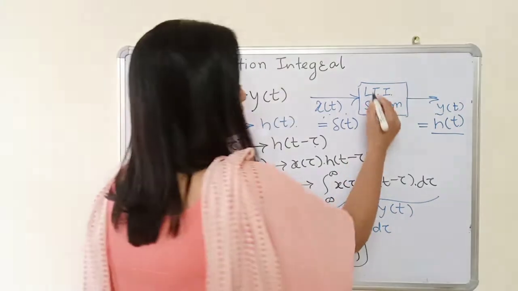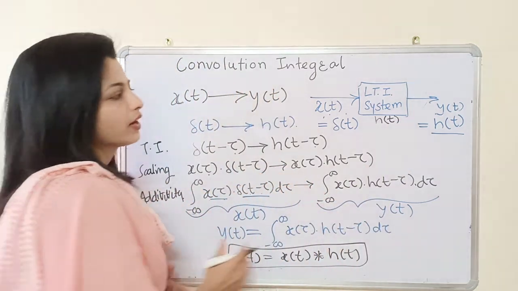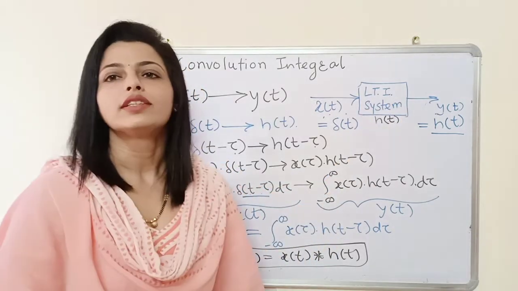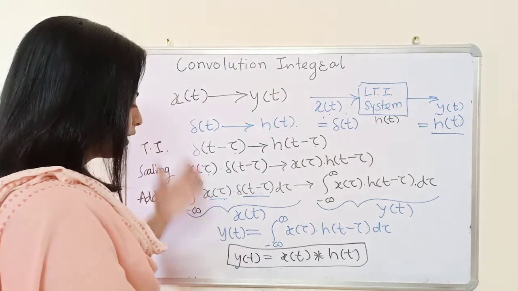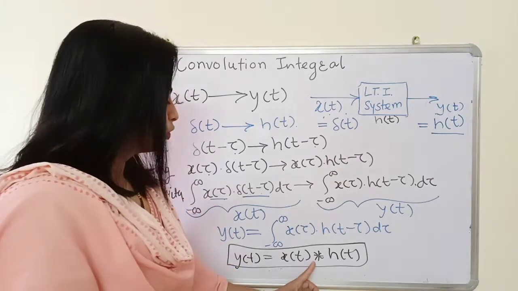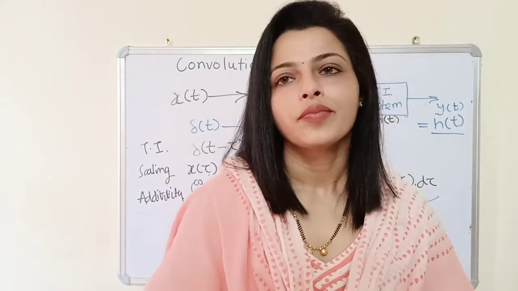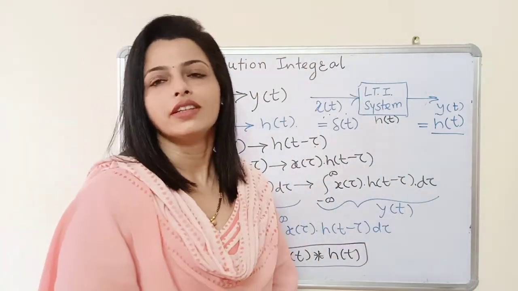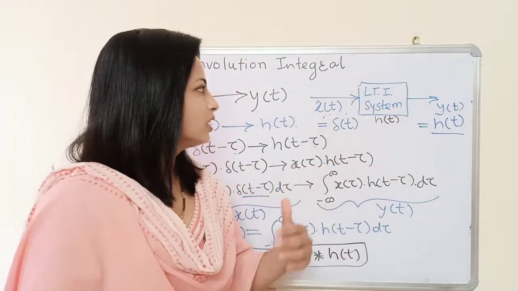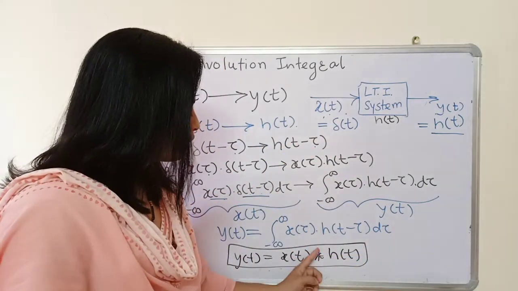So we observe that for every LTI system, the impulse response of the system is given as h of t. We write it just behind the LTI system. So h of t is the impulse response of the system, and you can express the output in terms of input and impulse response as a convolution integral. In the next lectures we'll see more examples of this convolution integral when the input and impulse response of the system are given, and we'll also see the properties of the convolution integral. So this is the sign of convolution.